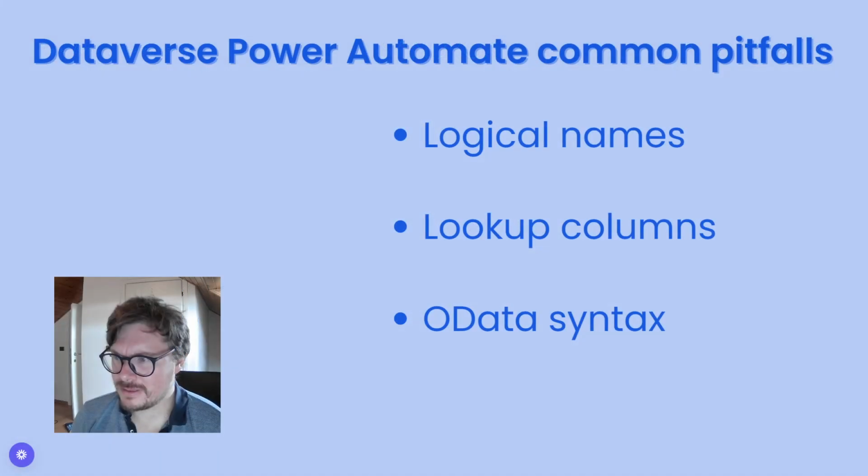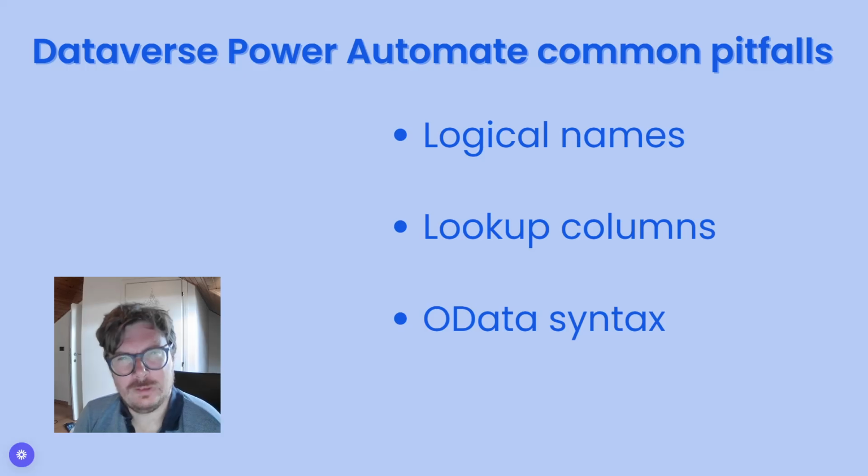I have here some examples of common pitfalls with Power Automate and Dataverse. Firstly, with Power Automate, very often we're using logical names: logical names for the columns, logical names for the tables, and I'll go through that as we go through it.